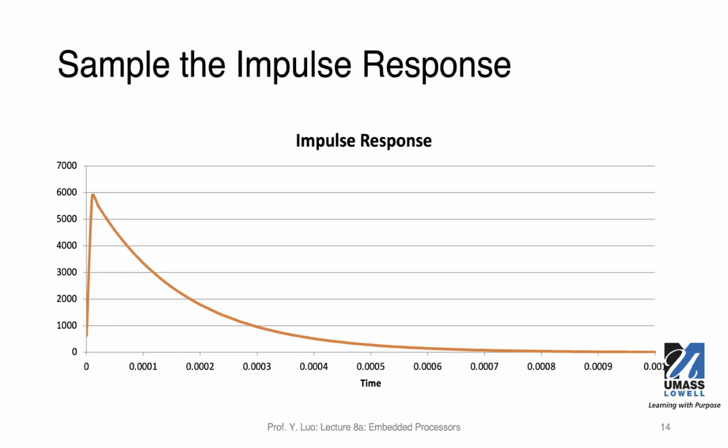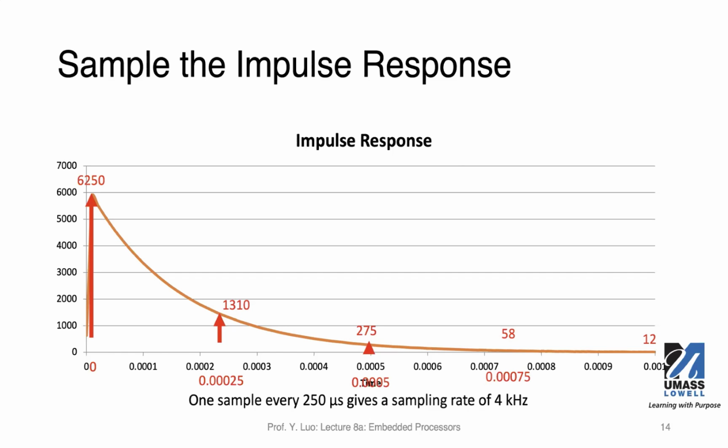One way we can do is we'll do some samples. As you can see, even though we know that this original impulse response function is a continuous function, here we only sample a few points, and we chose to use this 250 microsecond as a sampling period. That gives us a sampling rate of 4 kilohertz.